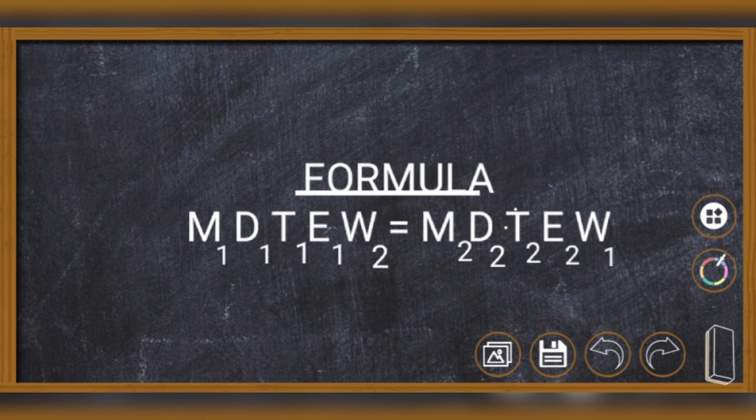Now the formula is m1 into d1 into t1 into e1 into w2 is equal to m2 into d2 into t2 into e2 into w1, where m represents the number of men, d the number of days, t the time taken, e is the efficiency, and w is the work done.